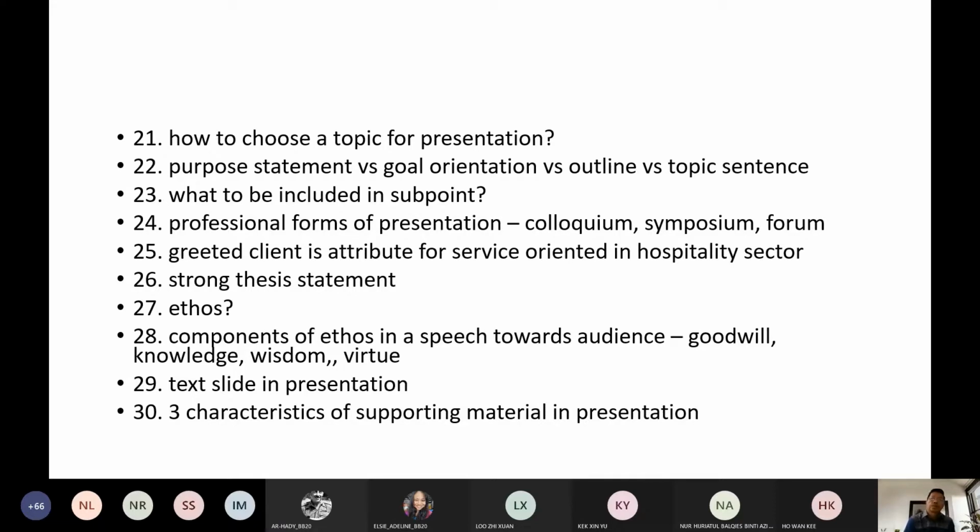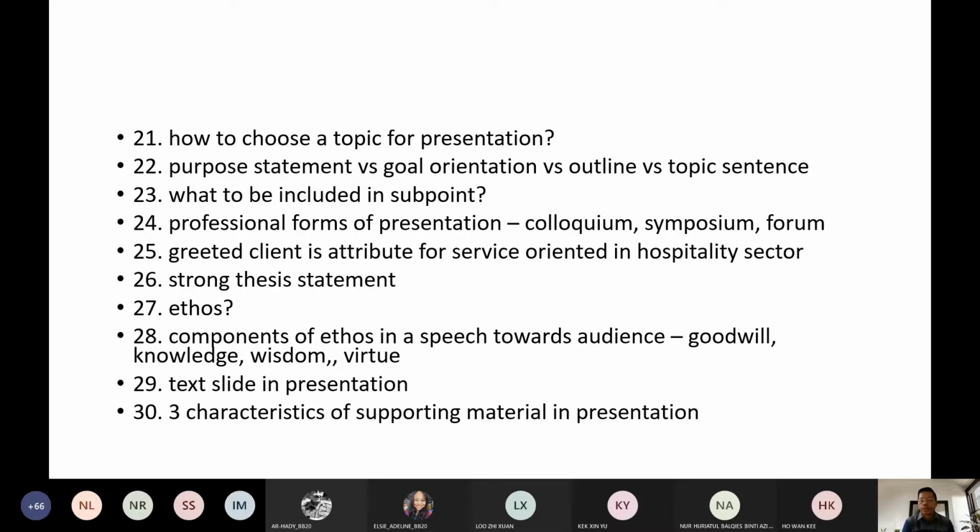How to choose a topic for presentation? You can find these answers in your Presentation with Impact. Purpose statement versus goal orientation versus outline versus topic sentence. Maybe the confusing one here is the difference between purpose statement and topic sentence. This can be solved in Presentation with Impact. What should be included in a sub-point?